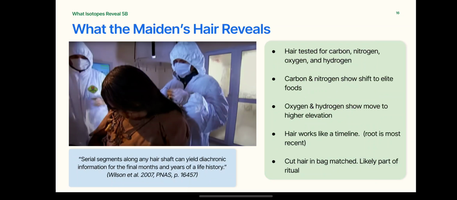Even more amazing, a small bag with her contained cut hair that perfectly matched her own. It was likely trimmed about 6 months before her death, possibly as a part of a ritual step. As the authors put it, serial segments along any hair shaft can yield dietary and isotopic information for the final months and years of a life history. This kind of detail would be impossible to recover without isotopic analysis.